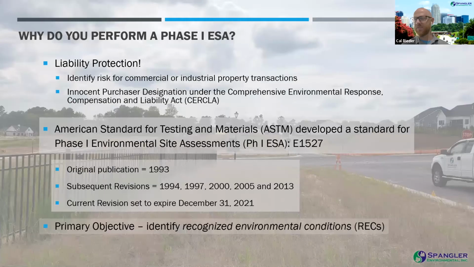ESA, as you know, stands for Environmental Site Assessment. Why do you perform a Phase I ESA? The short answer is liability protection, to identify your risk for commercial or industrial property transactions. As a purchaser, it's to ensure that you are protected under the innocent purchaser designation within the Comprehensive Environmental Response, Compensation, and Liability Act, also known as CERCLA. So that's a little bit of alphabet soup for you.